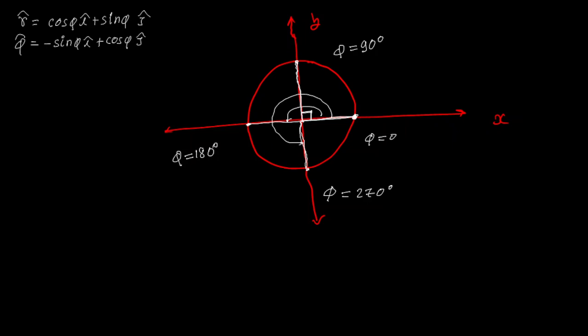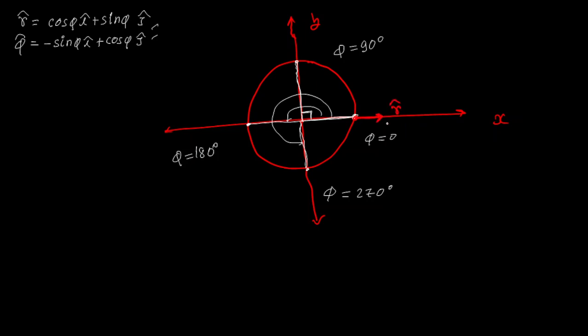So first, to find the directions of r cap and phi cap at this position, you just put phi equal to 0 in this equation. When you put phi equal to 0, what will we get here? r cap will give cos phi, and when phi is 0, cos phi will be 1 and sin phi will be 0. So r cap will be i cap. So for this point, r cap will be along this direction.